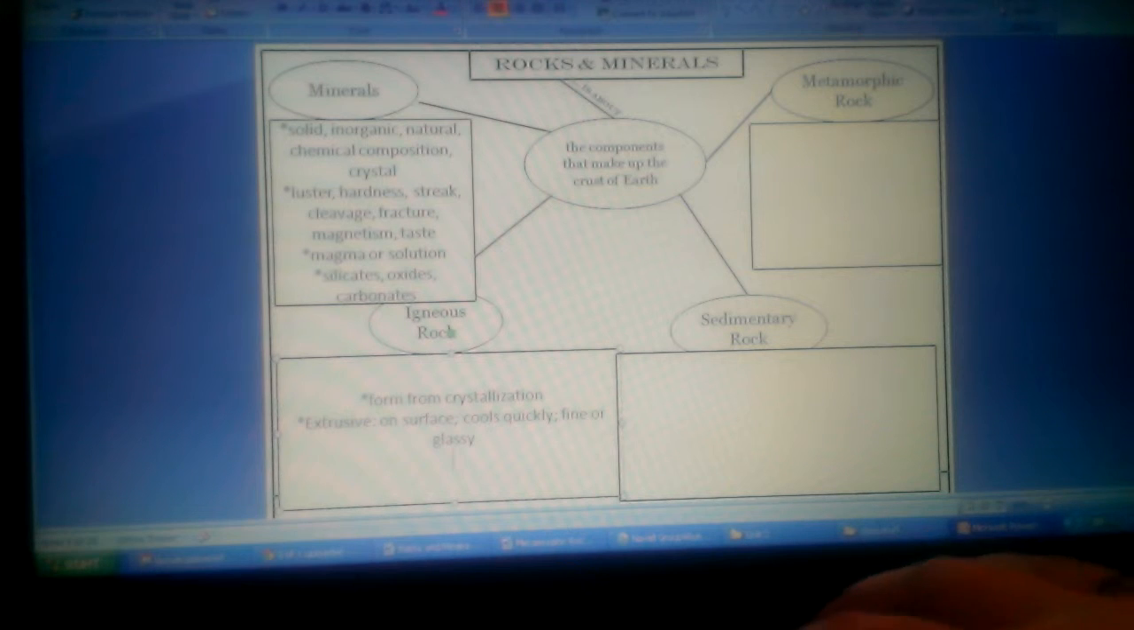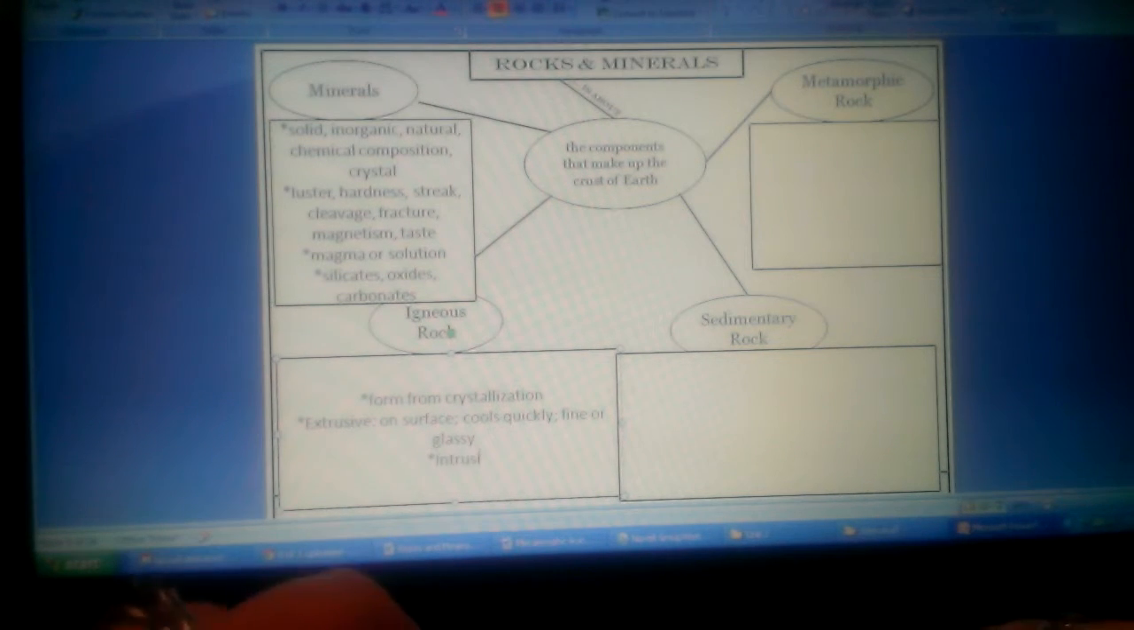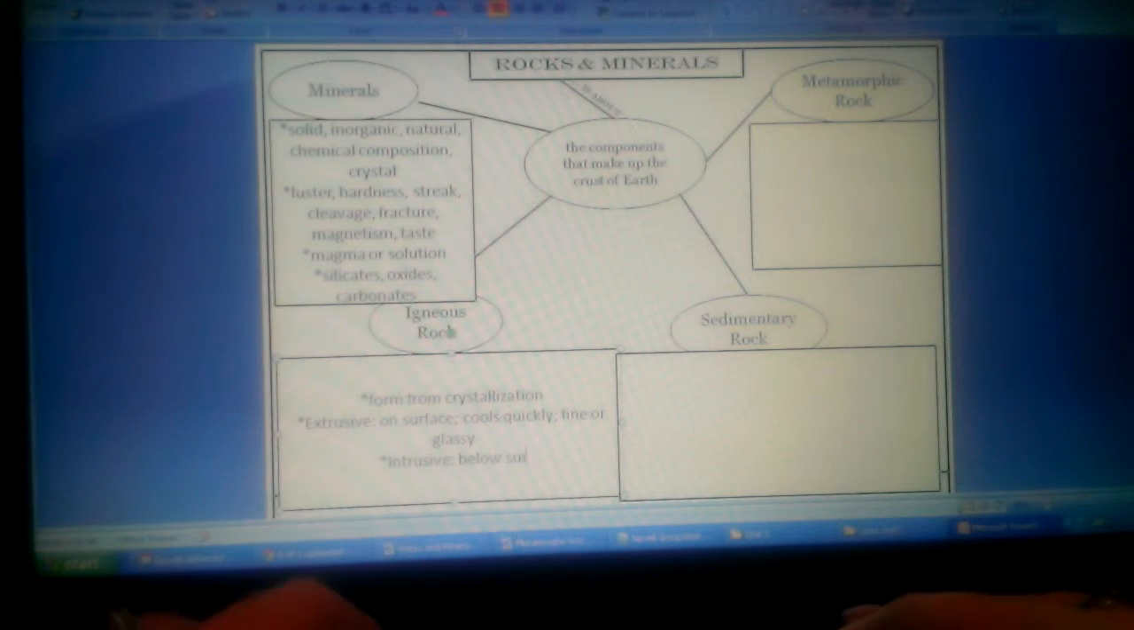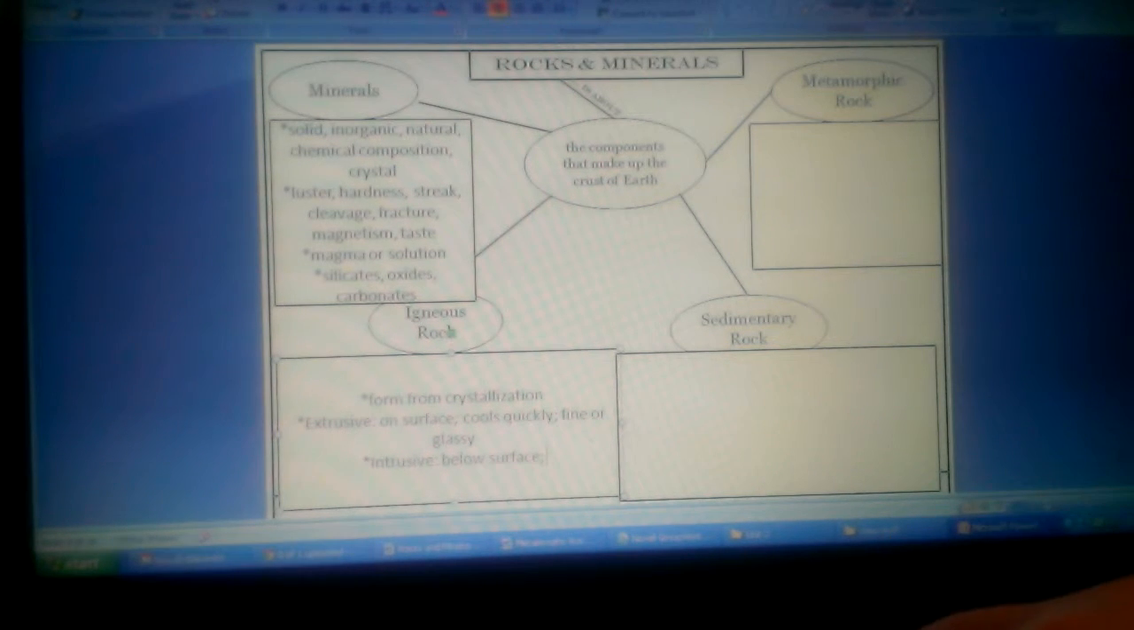The other type of igneous rocks would be intrusive. So intrusive igneous rocks are the ones that form below the surface. So they're going to still be kept pretty warm, which means they have more time. They're going to cool slowly. So slow forming minerals, which means they have big chunky crystals or coarse texture that make them easier to pinpoint. You can see the different minerals that make those up pretty easily.